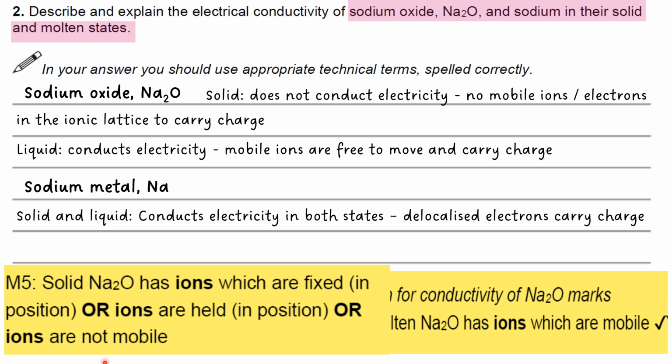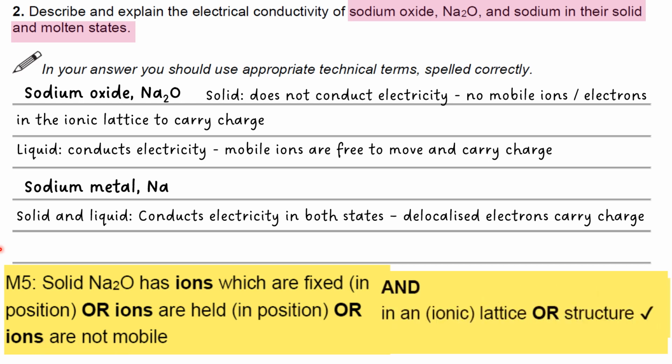And mark number 5 comes from saying solid sodium oxide has ions which are fixed in position, or ions are not mobile. There's different ways of saying that. I said that they're not mobile, so I got it through this particular part of the mark scheme. To get that mark fully, I need to also mention the fact it's an ionic lattice, and I mentioned the words ionic lattice there.